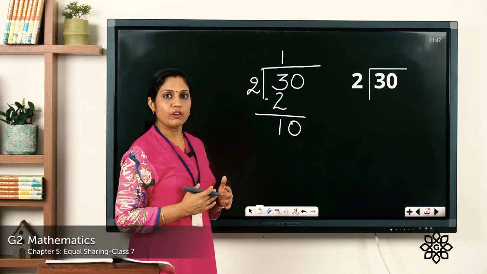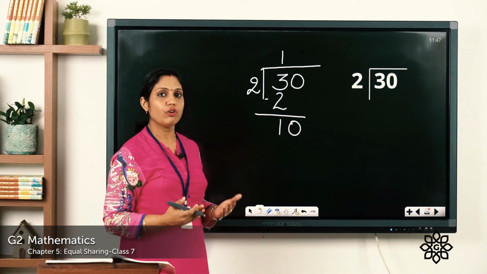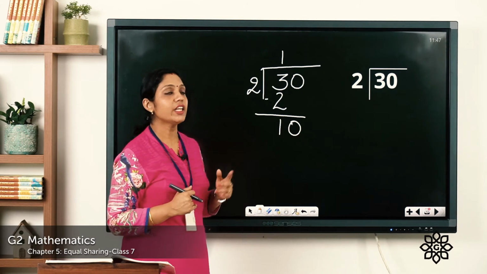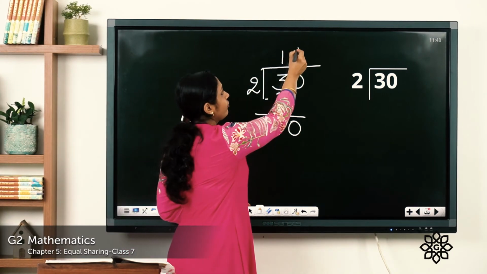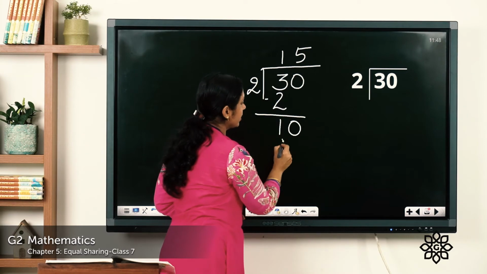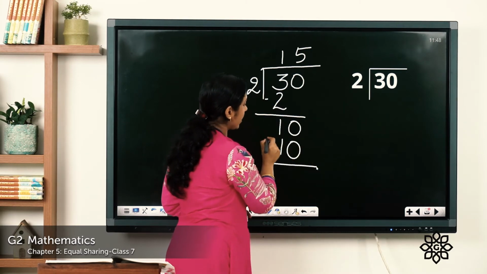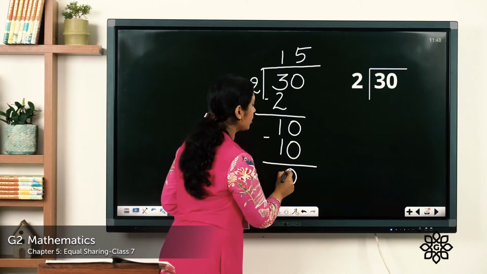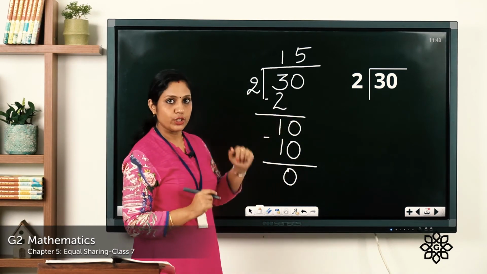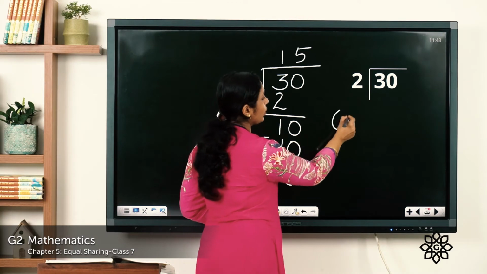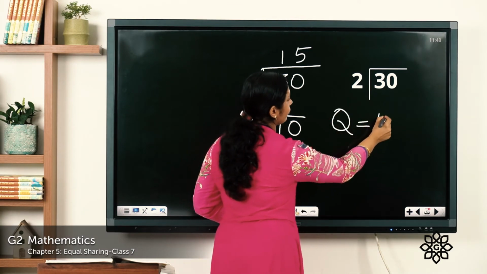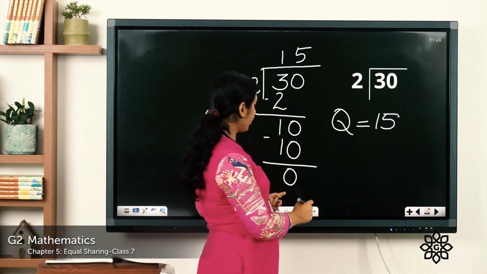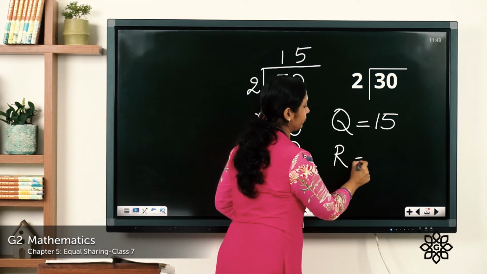So again check the table of 2. 2 ones are 2, 2 twos are 4, 2 threes are 6, 2 fours are 8, 2 fives are 10. So how much did we get? 2 fives are 10, that 5 on top and 10 below. The next step, subtract. And 10 minus 10 is 0. So 30 divided by 2, the quotient, that is Q, is equal to 15. The quotient always appears on the top and the remainder is 0.